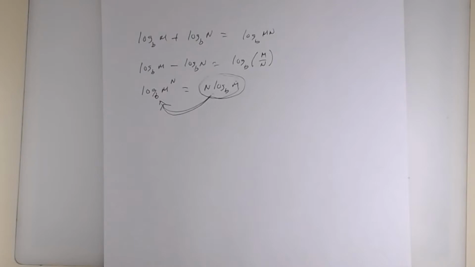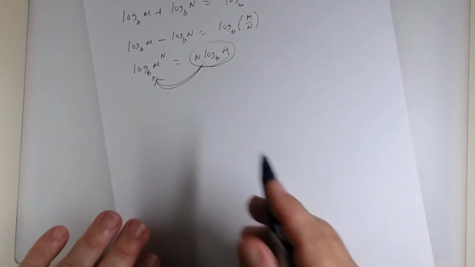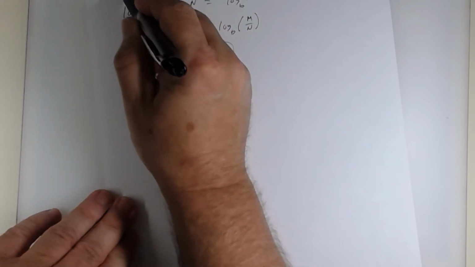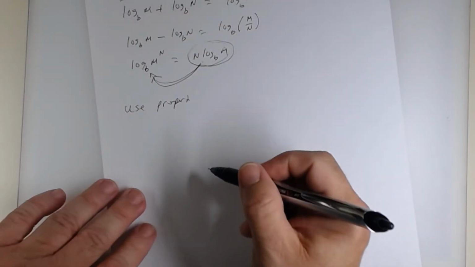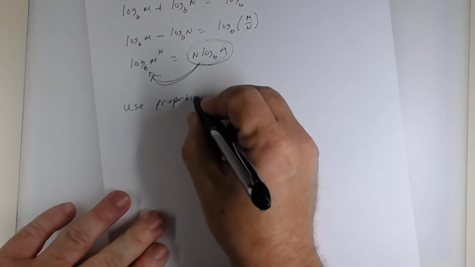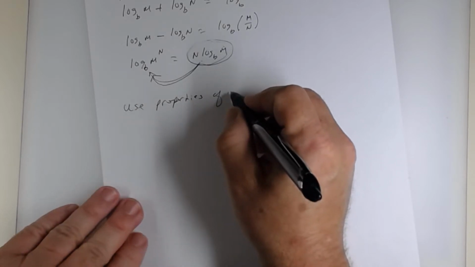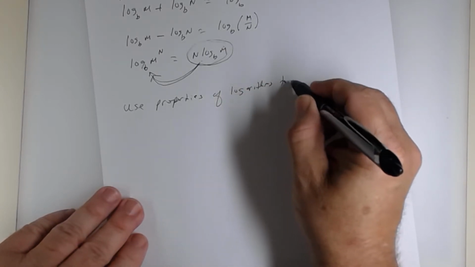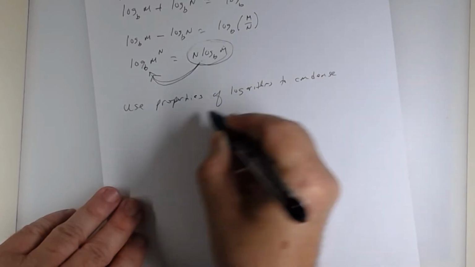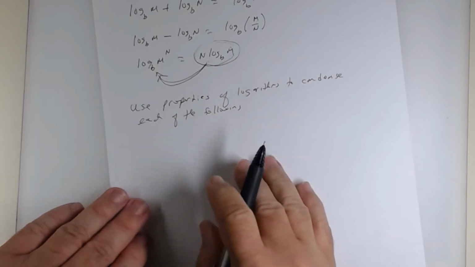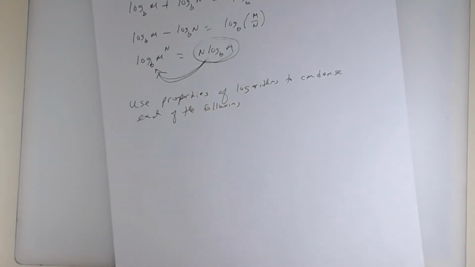All right, so the direction is going to say use properties of logarithms. Remember, all this is section 4.3. We started 4.3 last time and we're still working on it. So use properties of logarithms to condense each of the following.